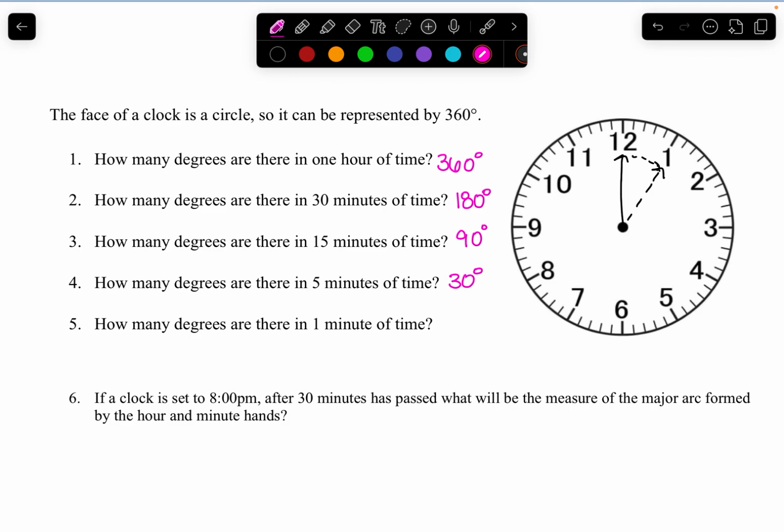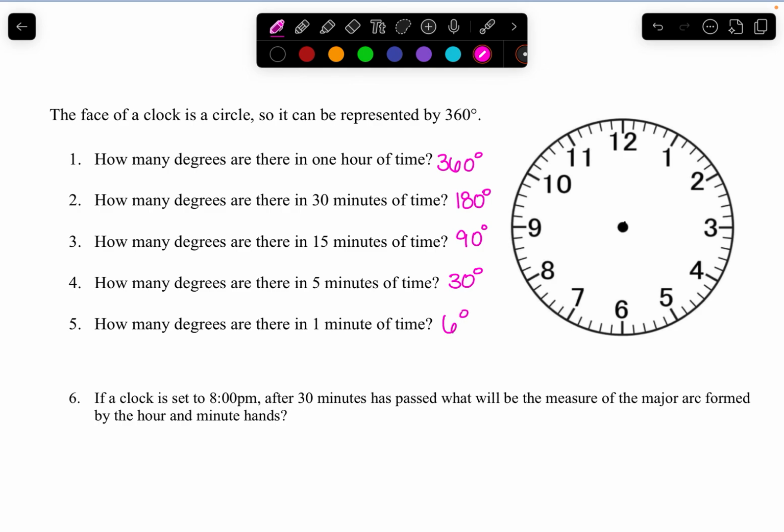And then what about 1 minute of time? Well, 1 minute of time is one of these little tick marks. So a minute of time would mean that this clock is really hard to draw. It would be that amount, okay? Well, how many tick marks are there on your clock? Well, there are 60. So let's do 360 divided by 60, and we get 6. Okay, so each minute is going to be 6 degrees.